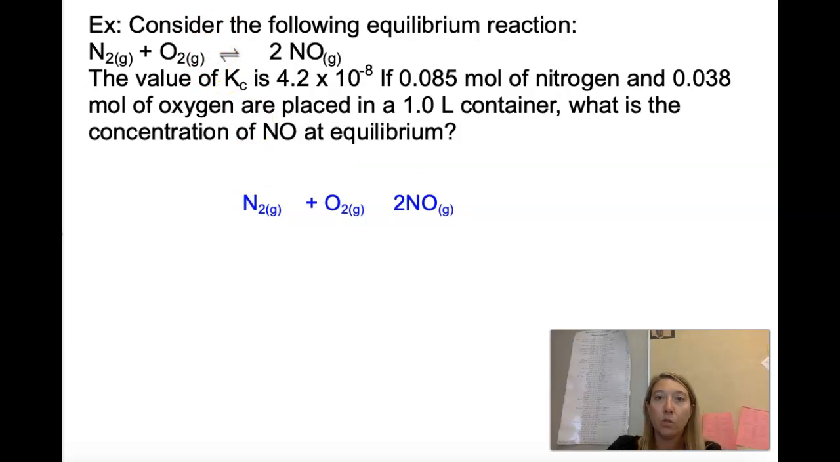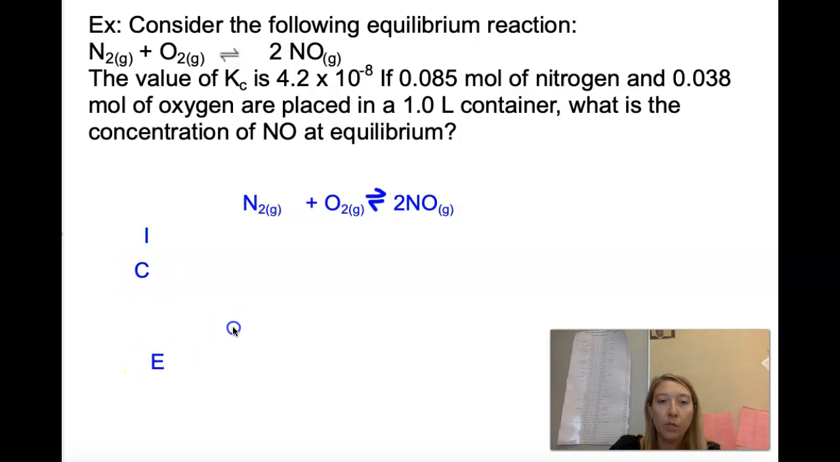Okay, so I'm going to set up our ICE chart the same way we always do. That's never really going to change with any question. The only time you're not going to set up an ICE chart is if you're given all equilibrium values, and then you don't need to set up an ICE chart because obviously you're plugging right into it. So we have initial, change, and equilibrium. Let me move these a little closer so it's not going to take up quite so much room on the slide.